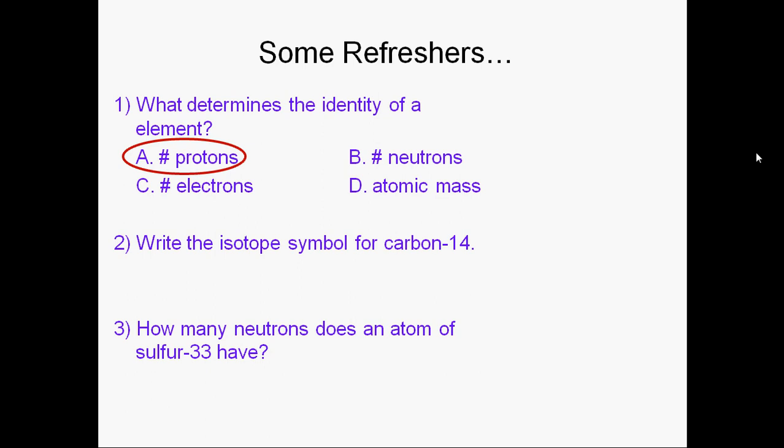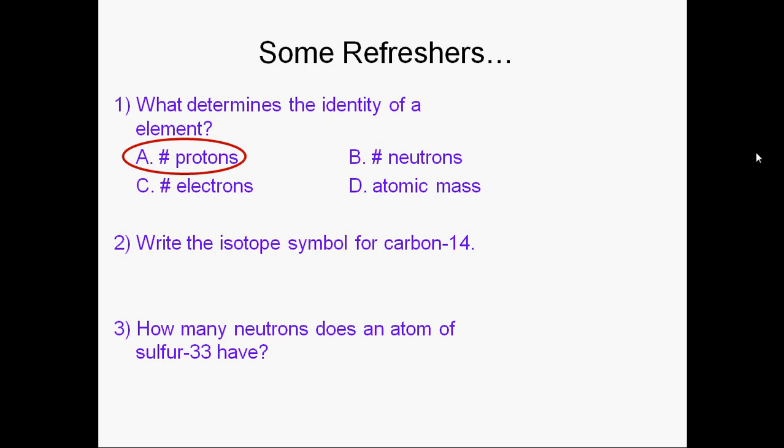Different numbers of electrons on atoms of the same element are called ions. And having different numbers of neutrons and consequently different atomic masses, we call those different isotopes. But if we change the number of protons, that means we have totally changed the type of element that we've got. Okay, so that's the one thing that all atoms of one element have in common.